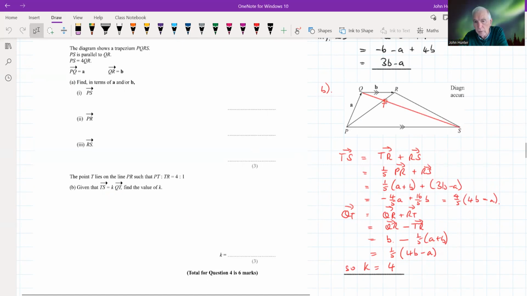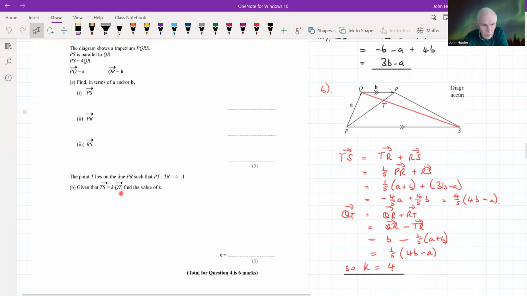Okay, so TS equals TR plus RS. So we're going to go this way, TR down to RS. And TR, I said before, is 1/5 PR. We know the vector value of PR, which is A plus B. So TS is going to be this expression, which simplifies to 4/5 into 4B minus A.